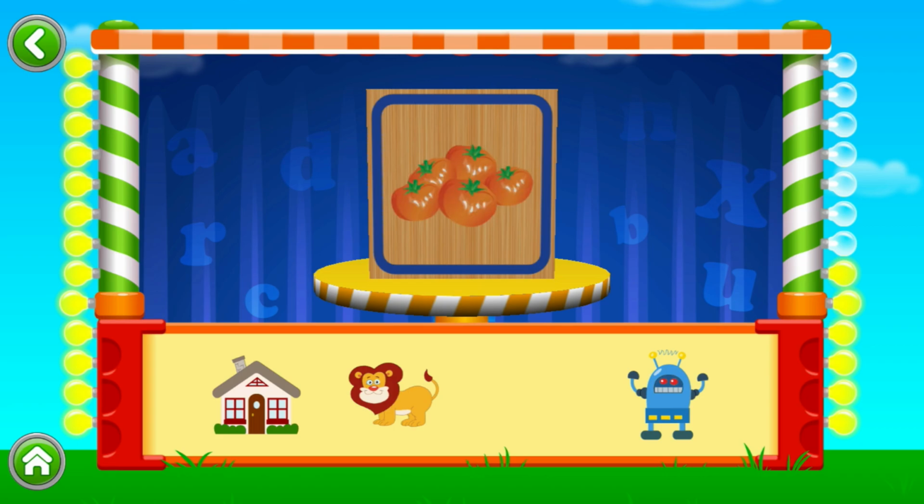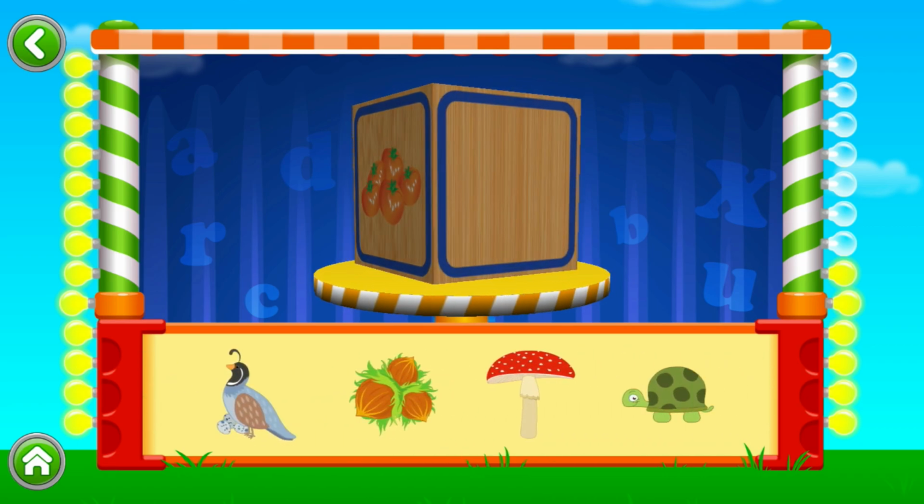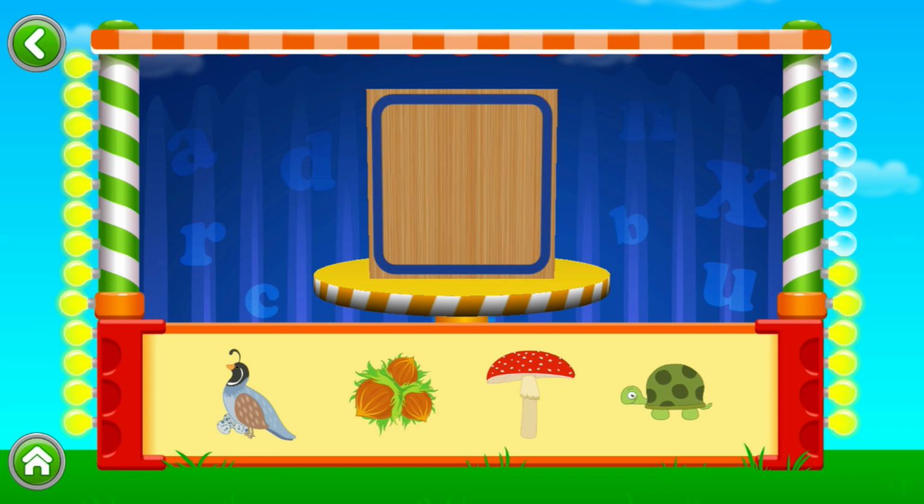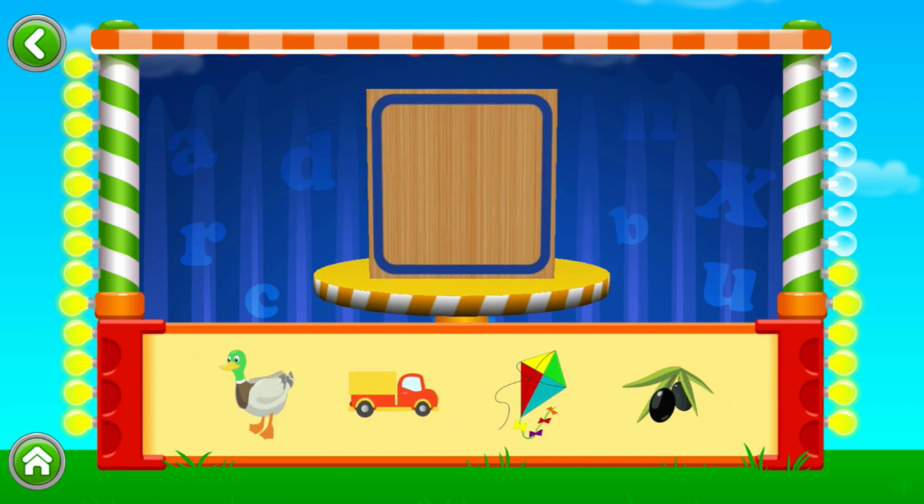Tomato. Go ahead and turn the letter cube. Turtle. Now, let's do the next side. Truck.